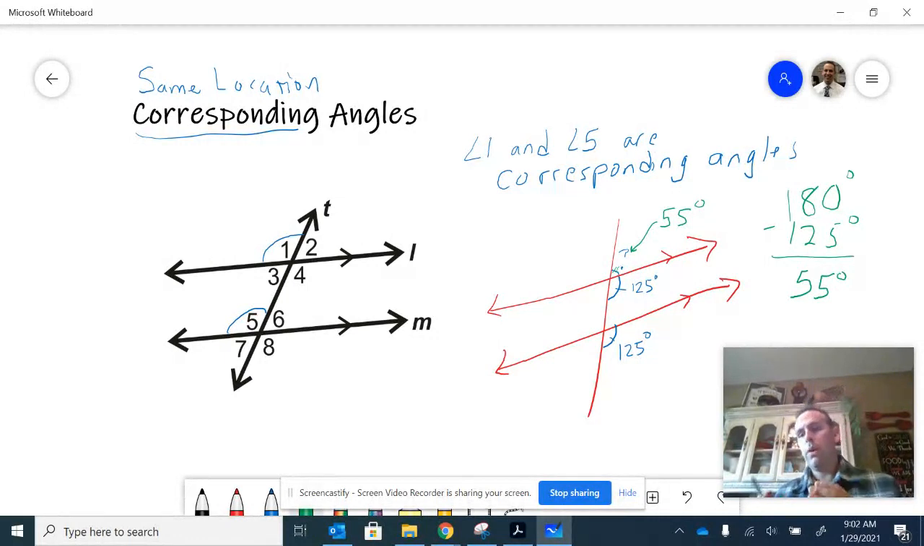So you can use corresponding angles even if you're not directly given that information. You can get there eventually. I hope that's helpful.